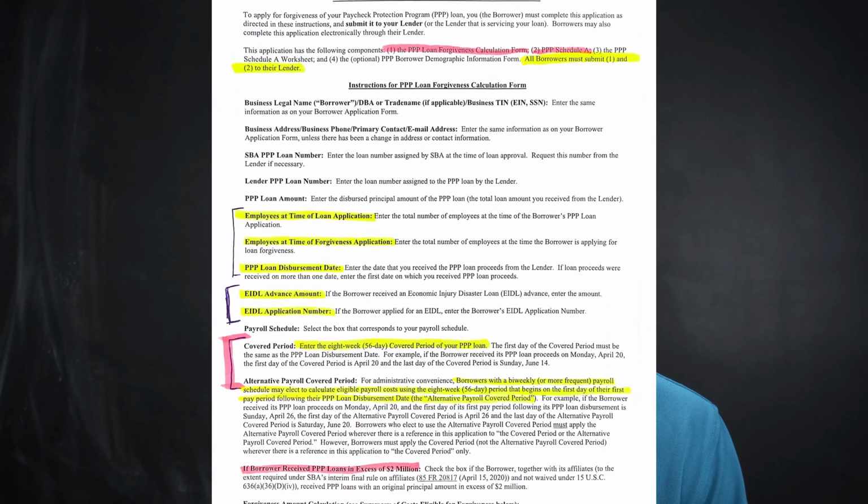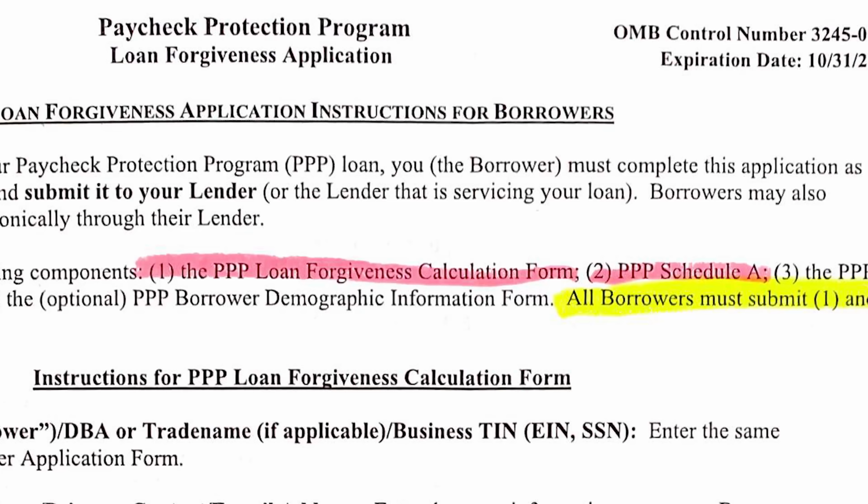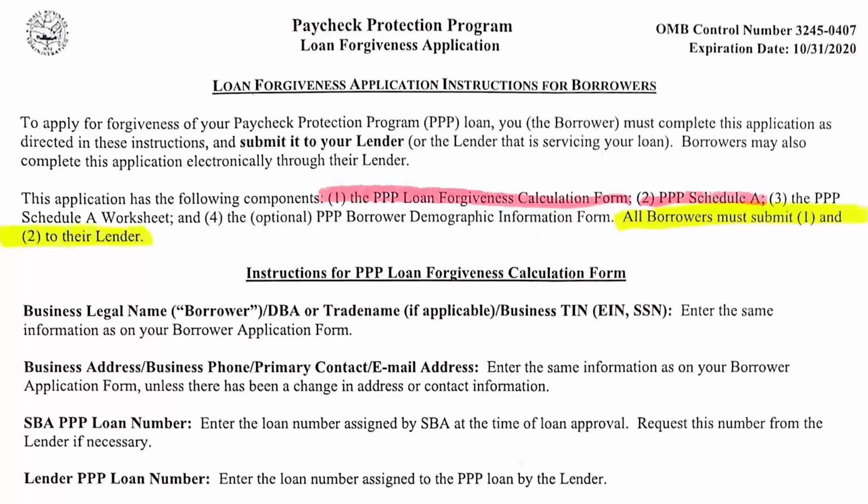So I'm going to pull it up on the screen so you can follow along with me, but we're going to start right at the top. All borrowers must submit 1 and 2 to their lenders. The second paragraph says that the PPP loan forgiveness calculation form and the PPP Schedule A are the two pieces that you need. Numbers 3 and 4, you don't have to submit to your lender, but you can go through them and keep them for your records.